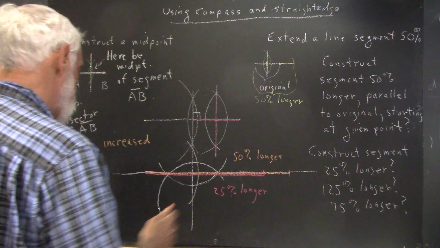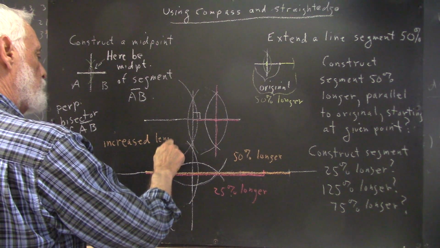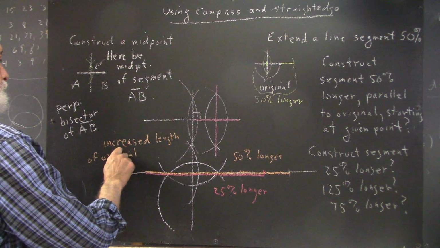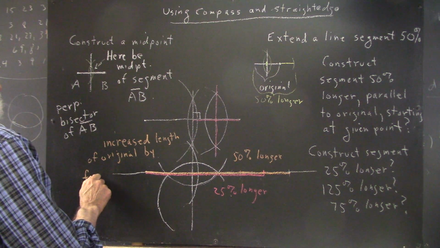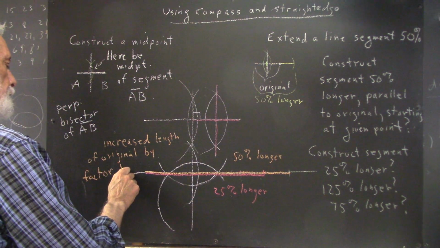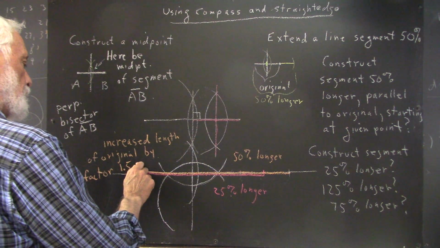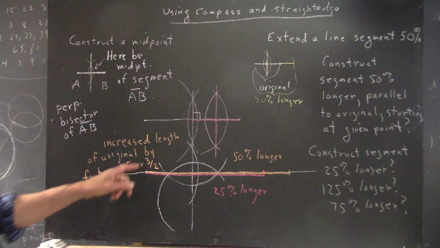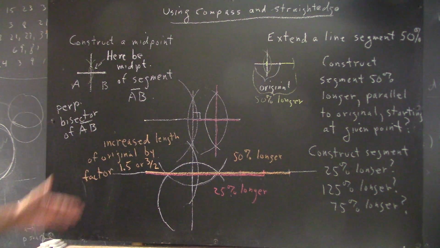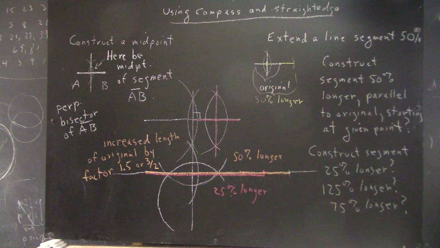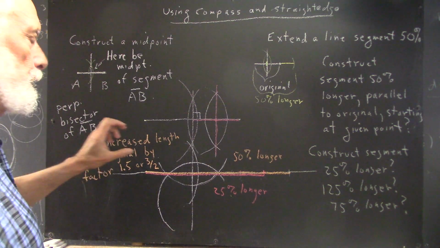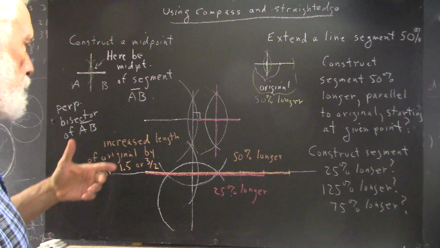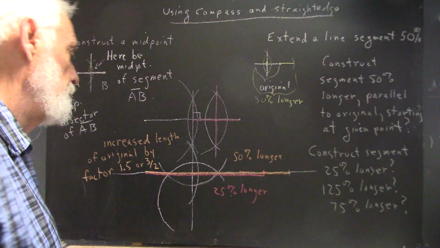The orange graph, the one that's 50% longer, increased the length of the original by a factor of 150%, but that's a factor of 1.5, or if I wish to write it as a fraction, and that can be a useful thing, 3/2. And actually, we're going to talk more about fractions than we are about decimals. Remember, if we increase something by a factor of 3/2, it gets 3/2 times as big. 1.5 times as big, which is half again as long, or 50% longer or bigger.